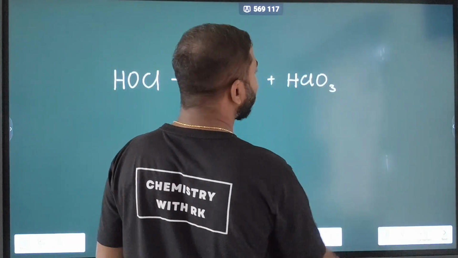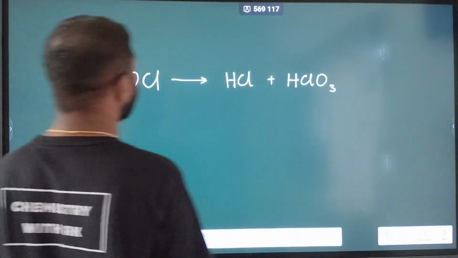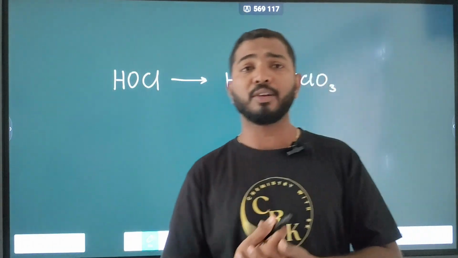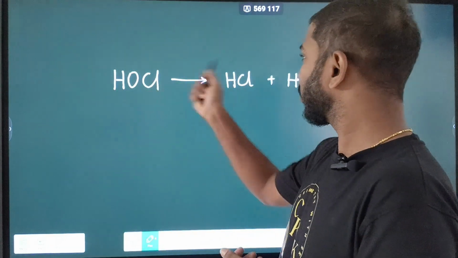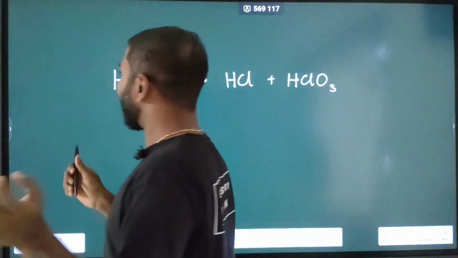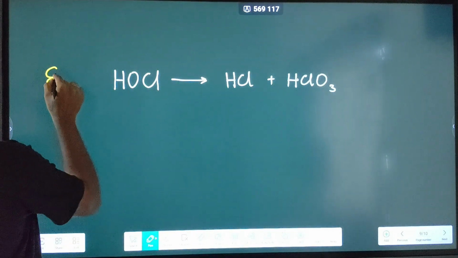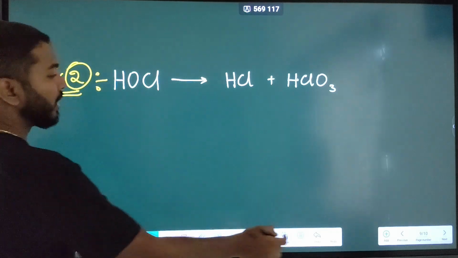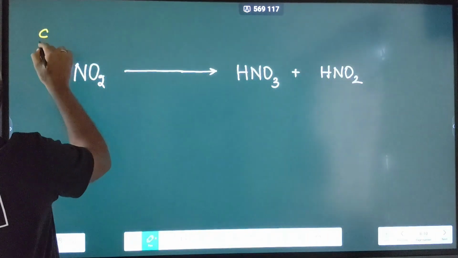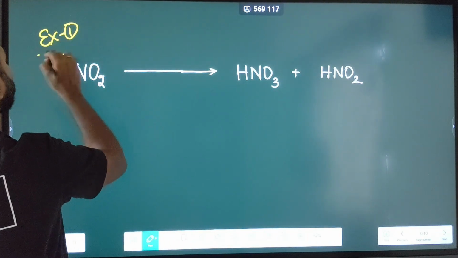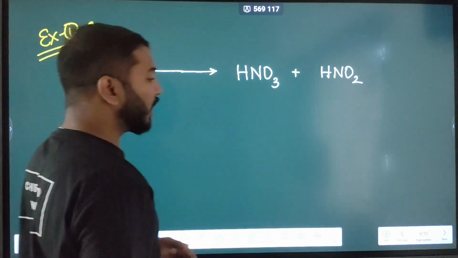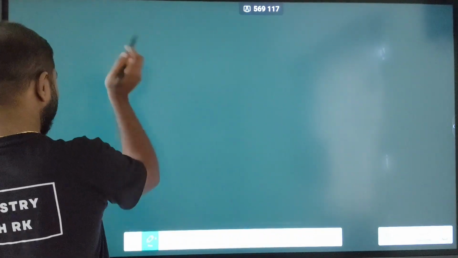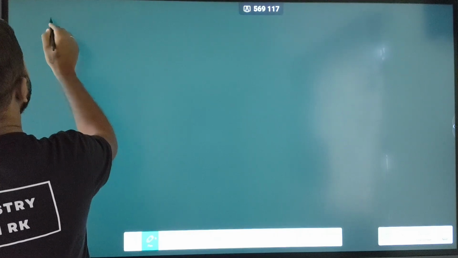This is also one more question. I have taken several examples. Try to solve this particular example also and comment. Let me comment the answer for example 2 separately, and this is example 1. These are the 2 examples I am giving you for your homework, and next let me go with the comproportionation reaction.